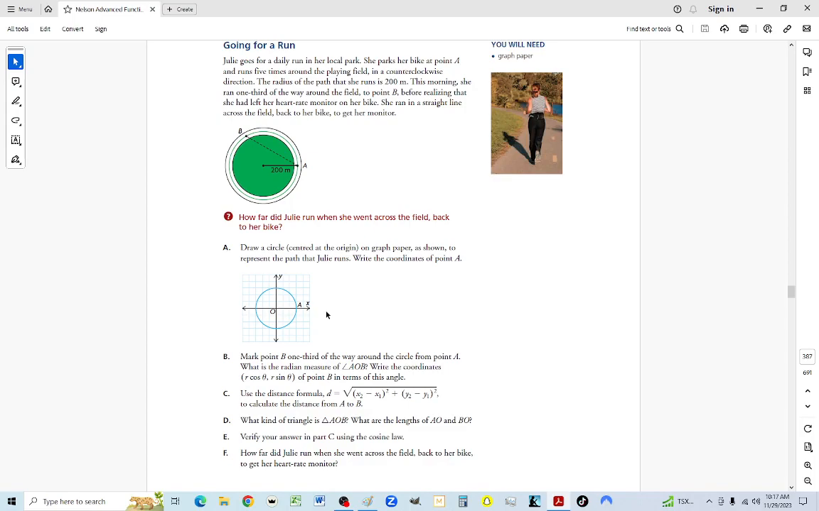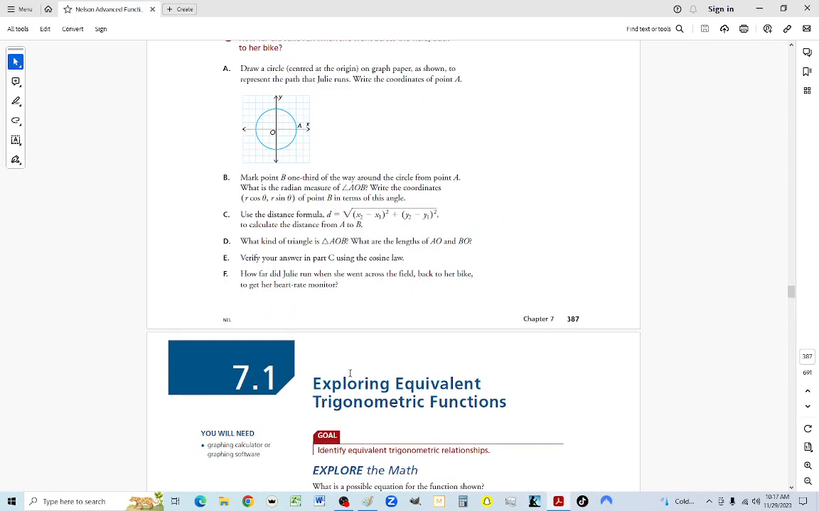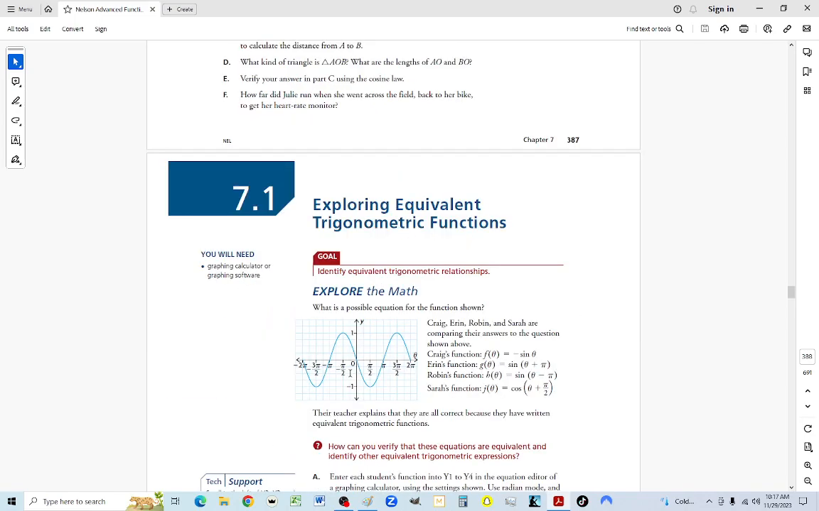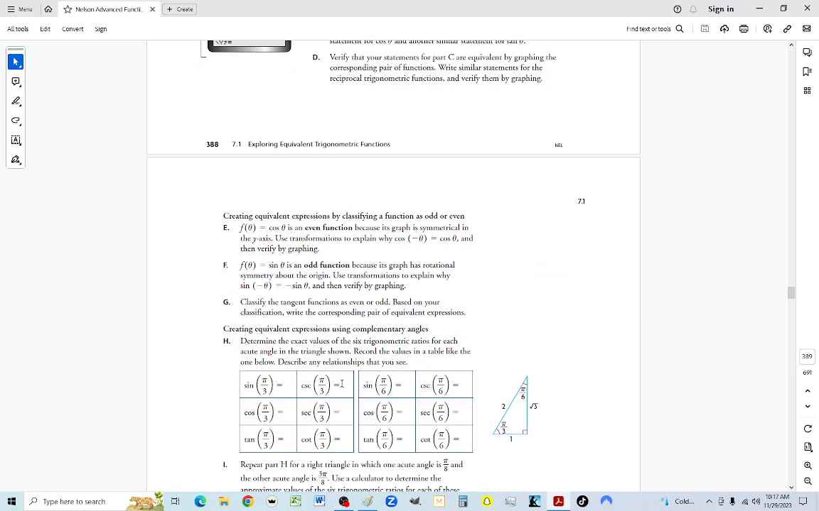Okay, we're going to skip that. Okay, these are origin circles where the circle is not in the center. There we go. Exploring equivalent trigonometric functions. All right.